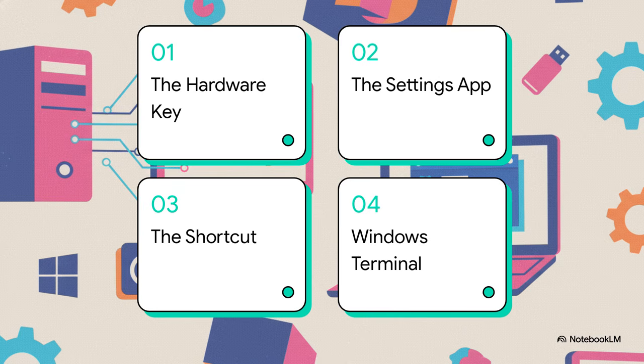We've got a really clear roadmap for today. We're going to cover 4 distinct ways to get down into that system menu: the hardware key, the settings app, a secret shortcut, and finally, Windows Terminal.